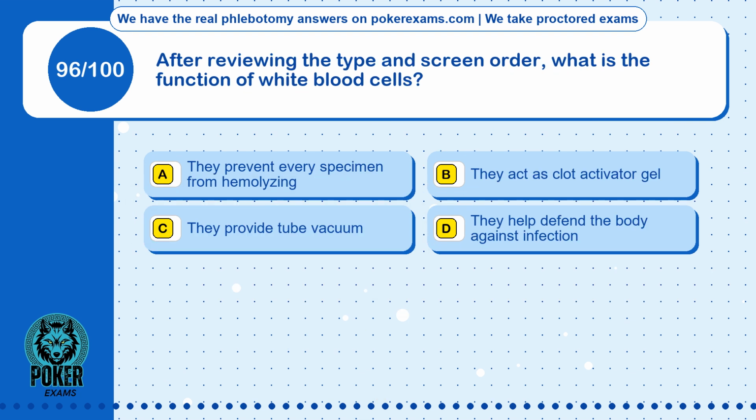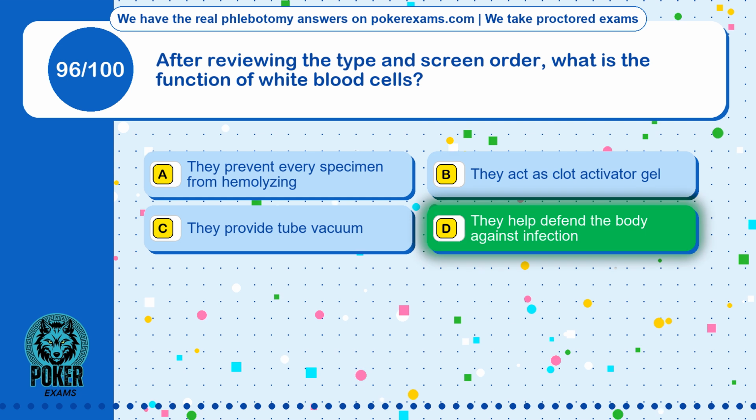Question 96. After reviewing the type and screen order, what is the function of white blood cells? Option A. They prevent every specimen from hemolyzing. Option B. They act as clot activator gel. Option C. They provide tube vacuum. Option D. They help defend the body against infection.